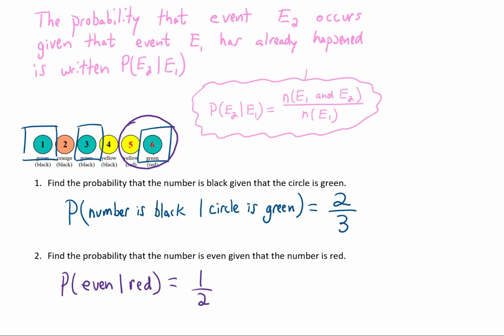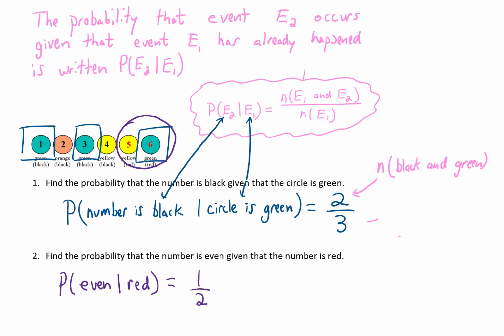For our first example, you can see that event 1 is our circle being green. Event 2 is then our number being black. That means that using this formula, our numerator should be the number of times that these 2 events happen at the same time. The number of times our number is black and our circle is green. And based on our formula, our denominator should be the number of times event 1 happens. Well, what is event 1 again? It's the circle being green. So our denominator should be the number of times that our circle is green.